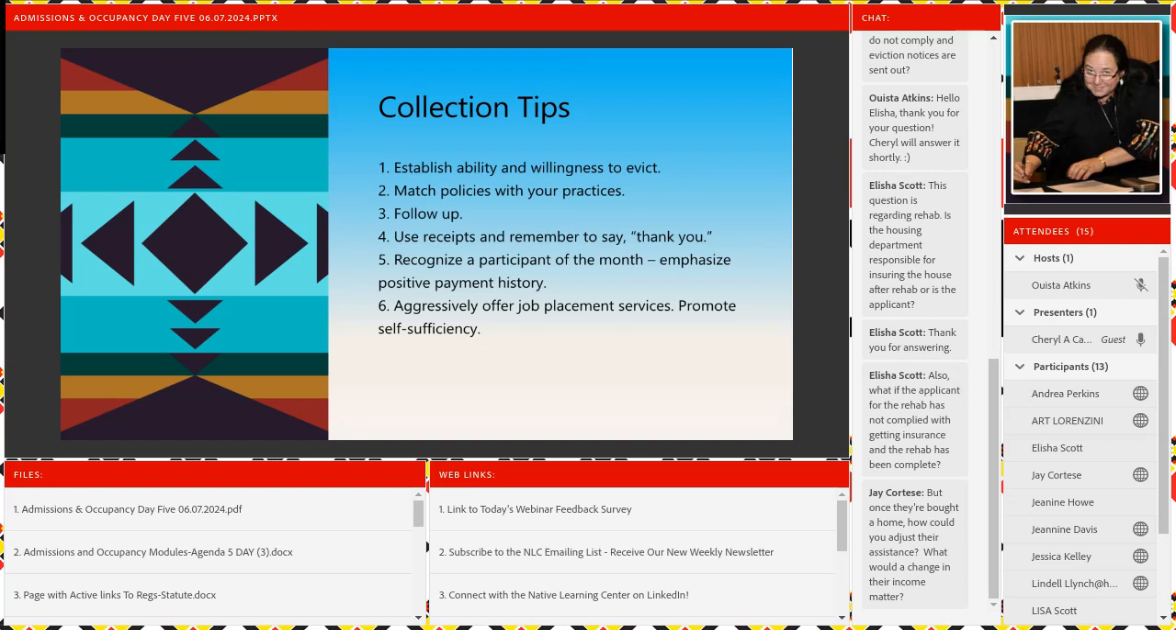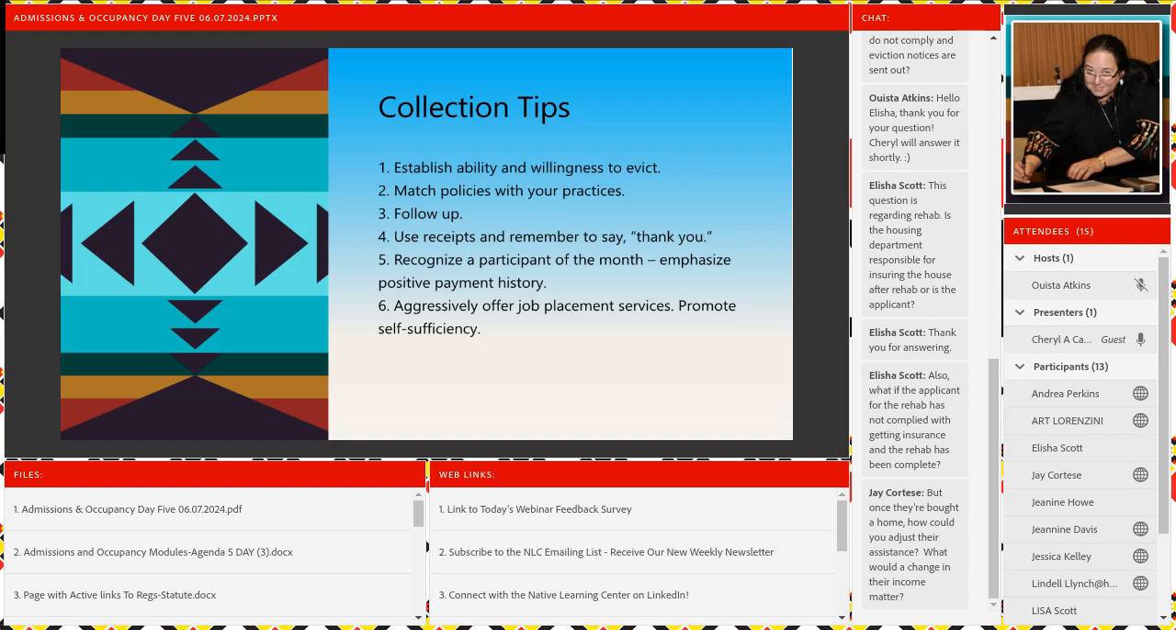For your collection tips, establish the ability and willingness to evict. Okay, what does that mean? If you never evict anybody, it's going to get around the community and they're going to say, well, we don't have to pay our rent, any rent, because they won't kick us out.